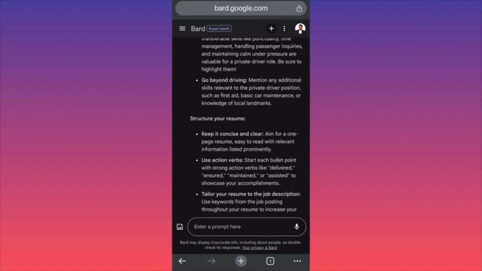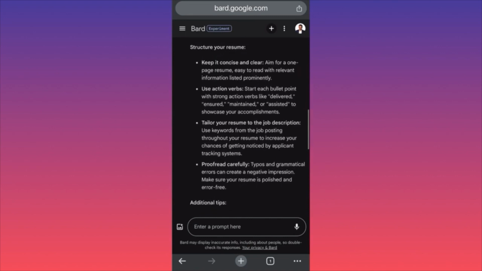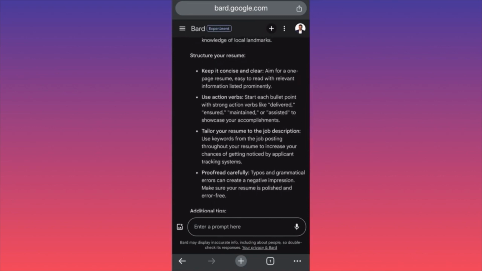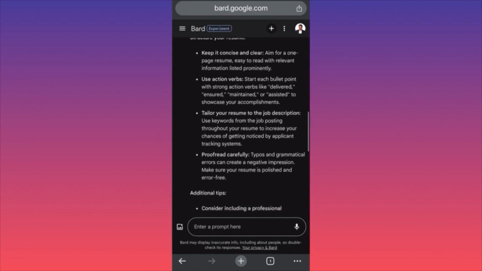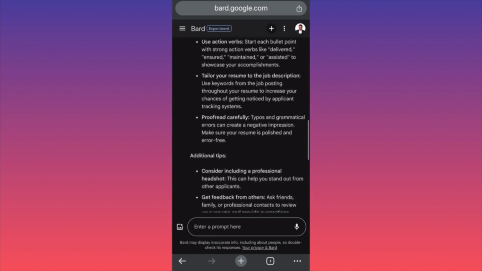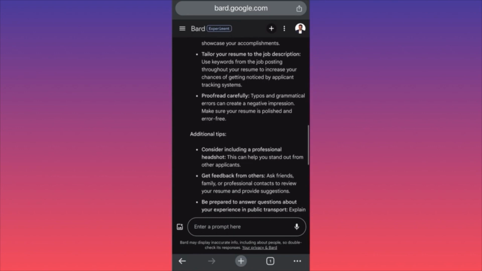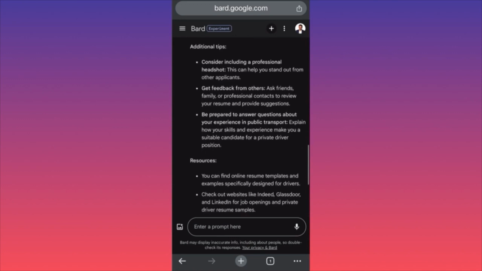Structure your resume. That's very interesting. Essentially, they say that you gotta keep it short and consistent. Don't make it too long. Tailor the resume and the information based on the requirements. You should look at what is required for the job and then build your resume around what they're looking for. And additional tips: consider including a professional headshot. Nice picture. Maybe you want to go and get some nice photos, right?